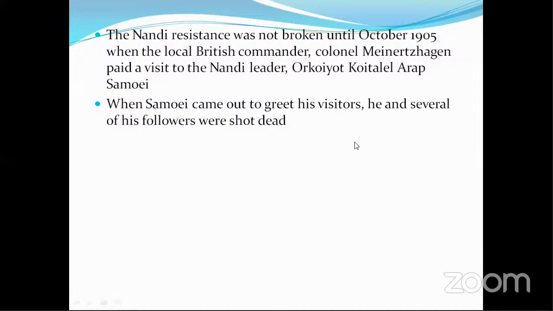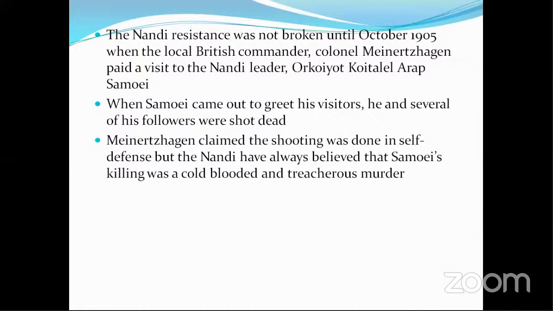We said when Samoy came out to greet his visitors, he was instead killed by the British, which is very unfortunate. Then there is this other statement that Menzagen claimed the shooting was done in self-defense. But the Nandi have always believed that Samoy's killing was a cold-blooded and treacherous murder. I also believe that this was treacherous.